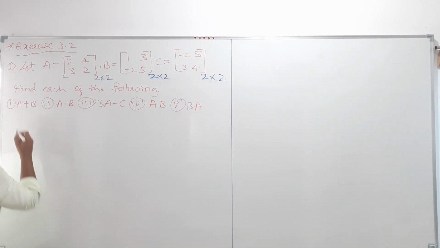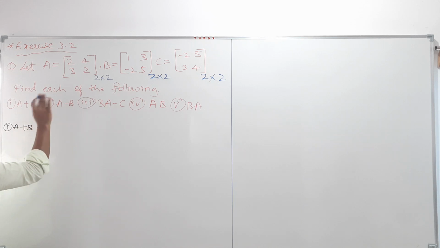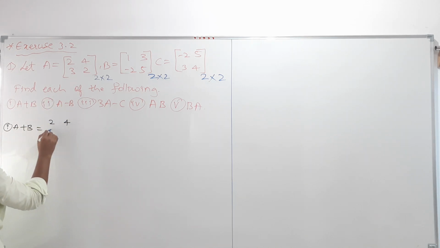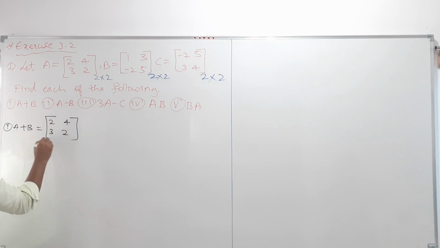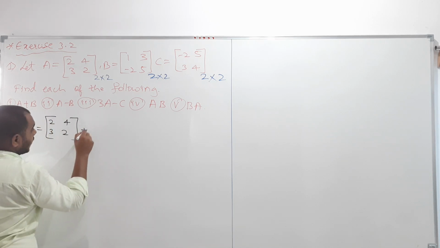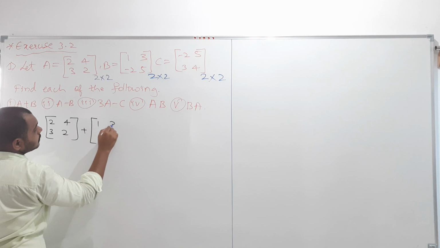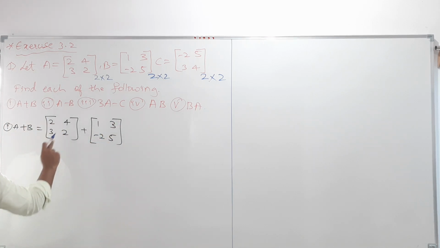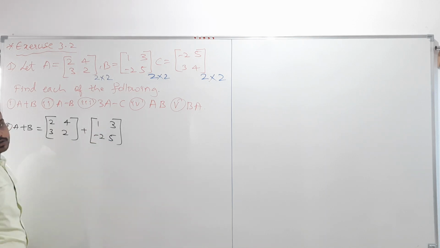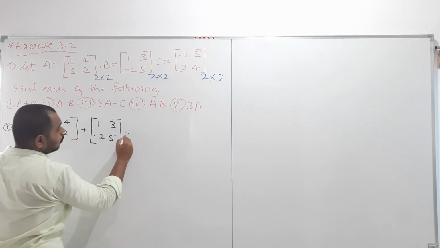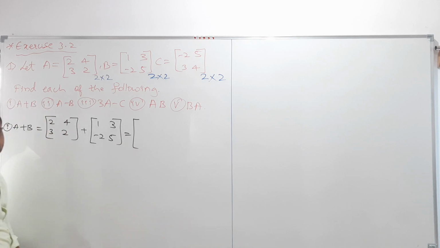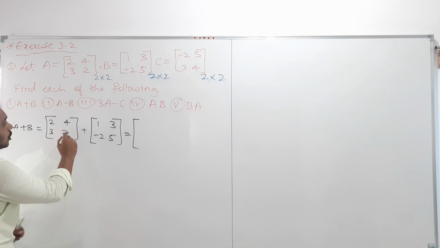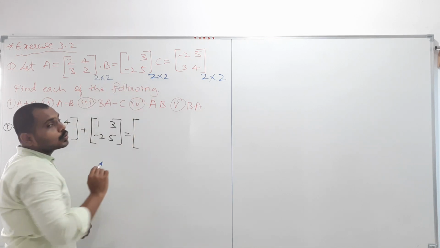The first question is A plus B. A plus B means we should add the given two matrices. This is matrix A, 2 4 3 2, plus another matrix B, 1 3 minus 2 5. Now add these two matrices. Whether addition is possible, my dear students? Yes, addition is possible. We can add the two matrices because both are matrices of the order 2 by 2 only.